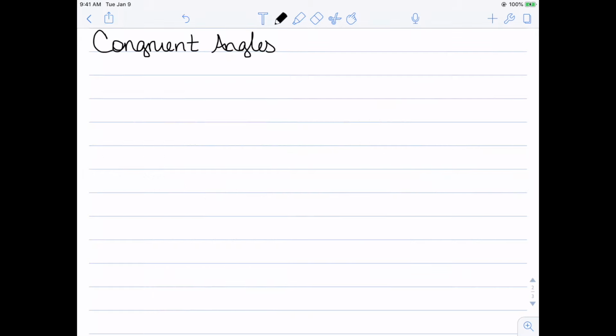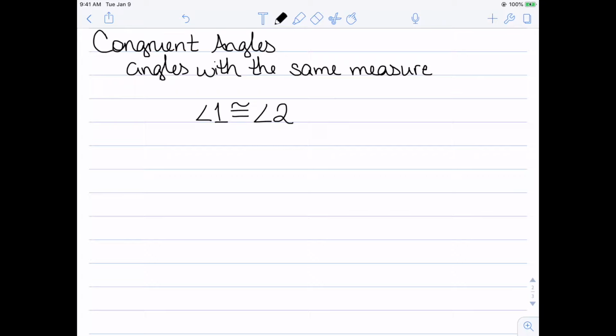Now that we've defined lots of different types of angles, let's look at the idea of congruent angles. Congruent angles are angles with the same measure. Two angles that have the same measure. And this is how we denote it. Angle 1, and then this symbol that's an equal sign with a little squiggle on top of it, angle 2. And that symbol is read as congruent. So this says angle 1 is congruent to angle 2.